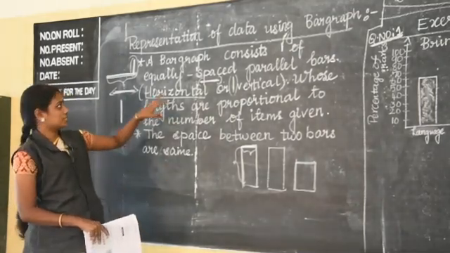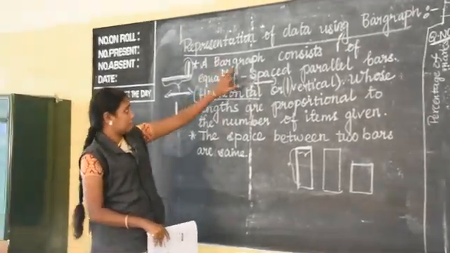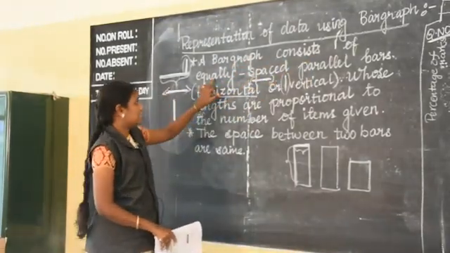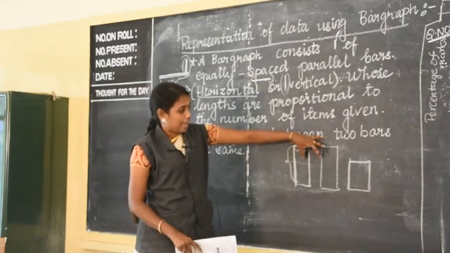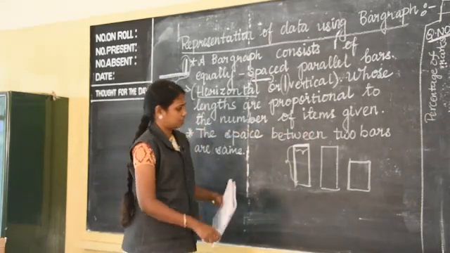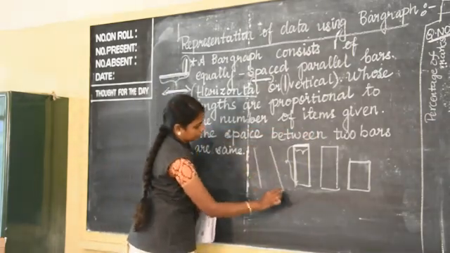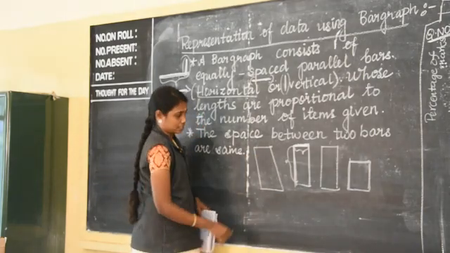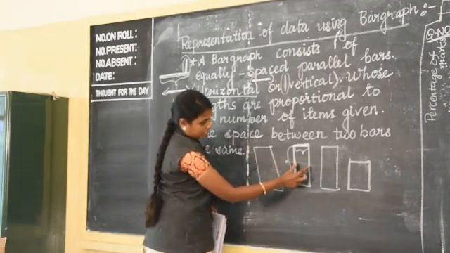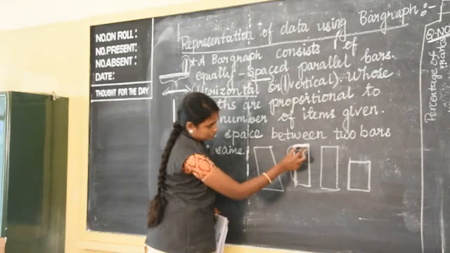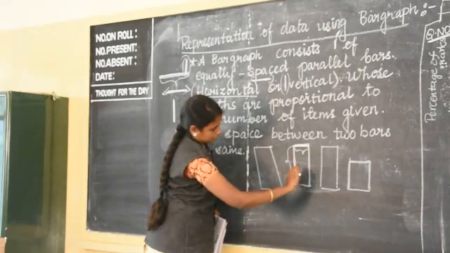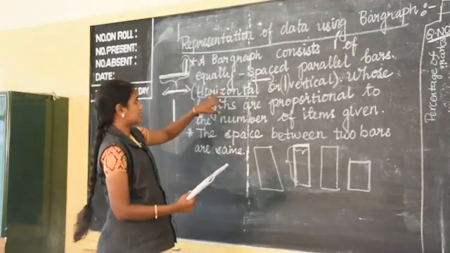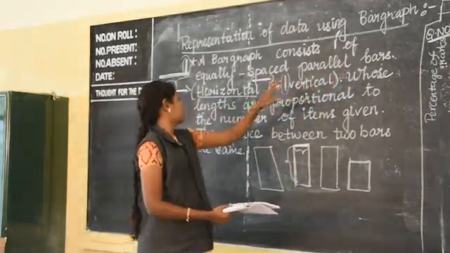Listen to me once again. A bar graph consists of equally spaced parallel bars. Parallel bars, what is that? You cannot draw the bars like this because it's not parallel. These two lines are parallel because the distance between the two lines is the same. That's why the word is given as parallel bars.